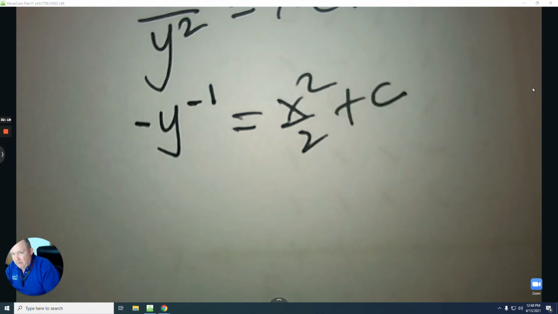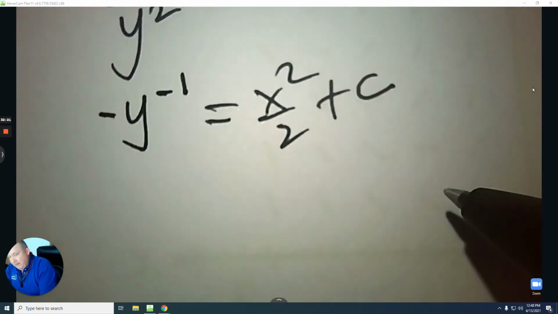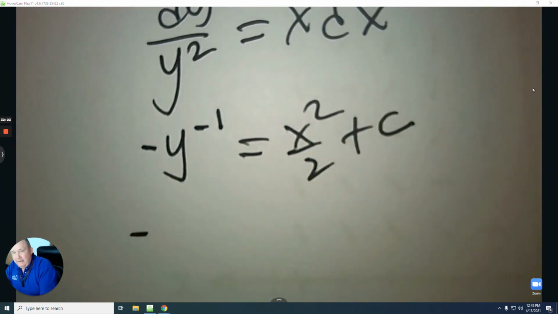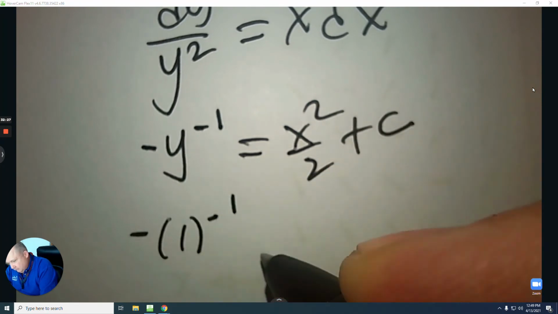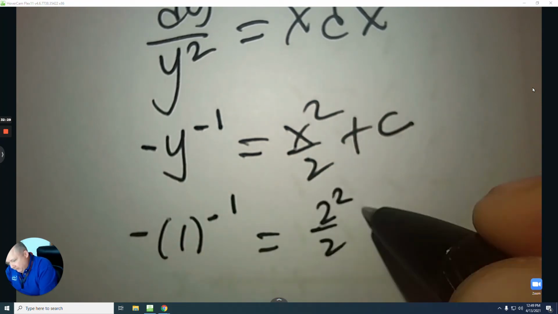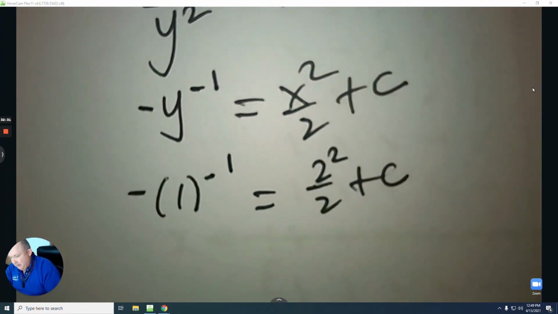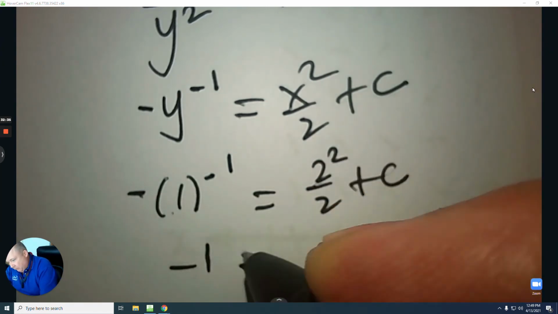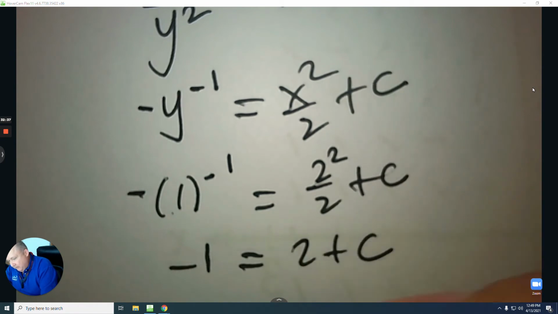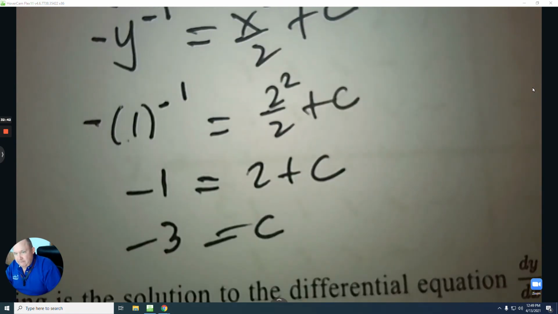Anyway, I still want to get y by itself. Now, if I plug in the point, I could do it right now and solve for c. So if I plug in 1 for y and 2 for x, I can solve for c, and then I'll solve for y. So 1 to any exponent is 1, but it's negative in front, so it's negative 1. 4 divided by 2, subtract, and c is equal to negative 3. So that's good to know.